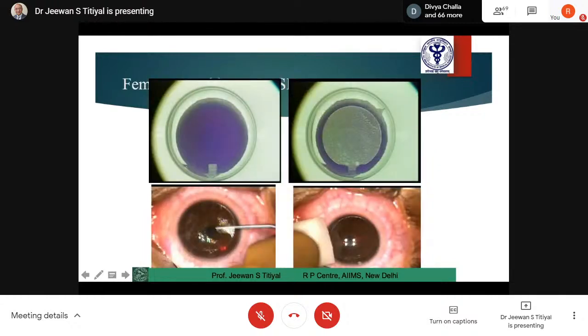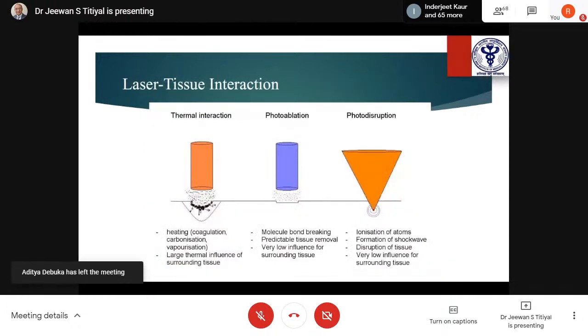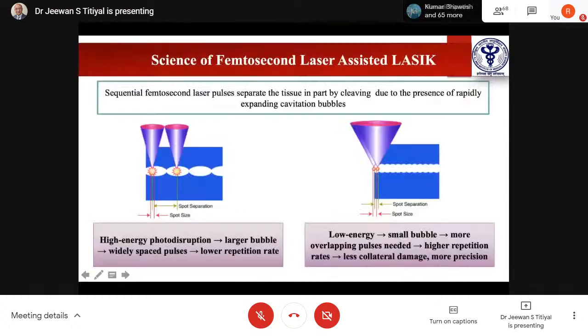This is a femto laser. So first, it makes a canal, then subsequently makes a flap. The flap can be lifted and you can ablate like you did for a microkeratome also. The femtosecond laser is photodisruption. Thermal interaction of laser is basically like you do for a photocoagulation. Photoablation is for Excimer laser. So basically it is the spot size and the distance between 2 spots which is the important consideration for a femtosecond laser to create the separation of tissue without causing damage to the surrounding structures.